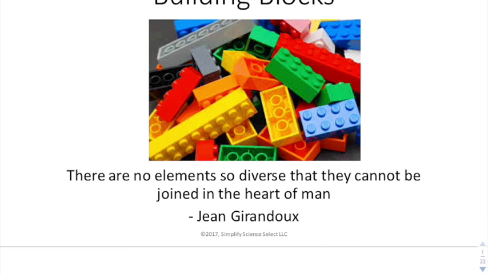Welcome to the first presentation in Unit 2, entitled Building Blocks. It says there are no elements so diverse that they cannot be joined in the heart of man.